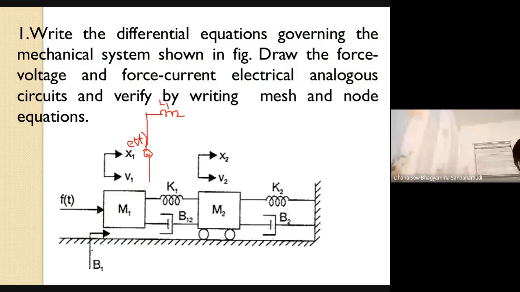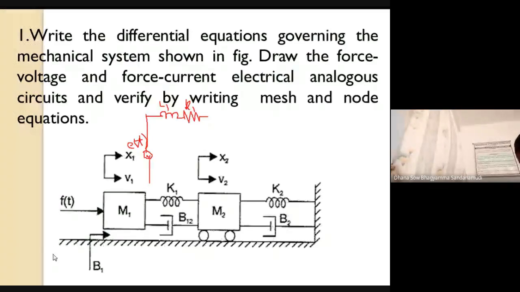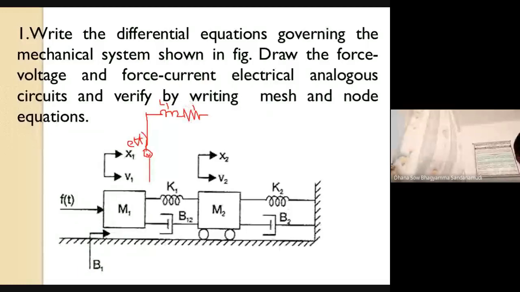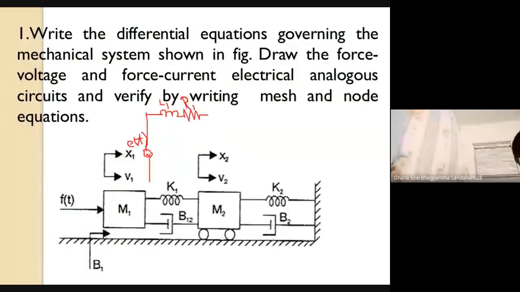Next, if you see, B1 is there. What is B1? B1 is R, so you just connect R here. What is R? R1. Okay, now it is over. So M1, f of t, B1 is over.